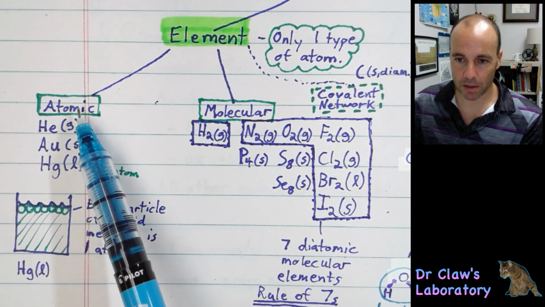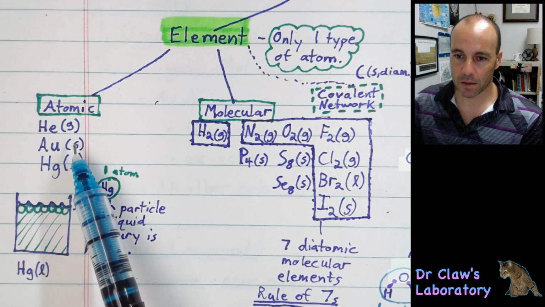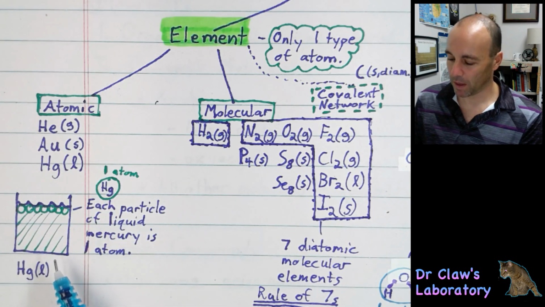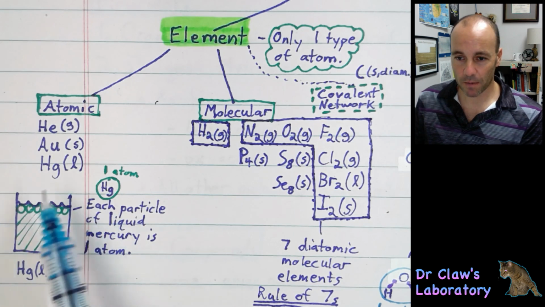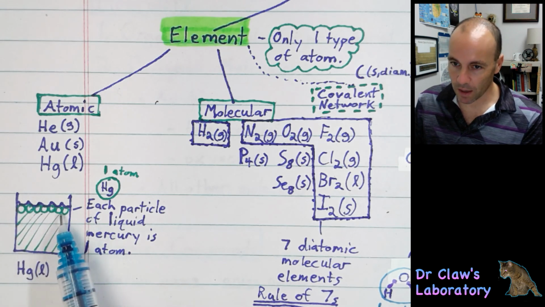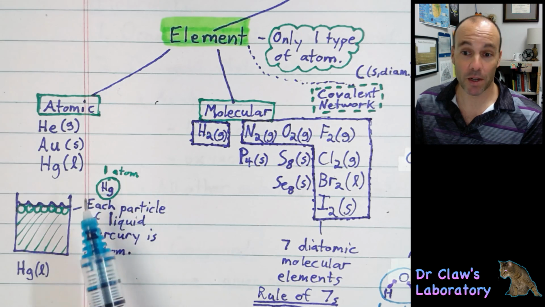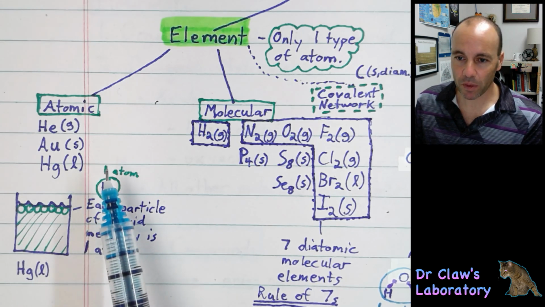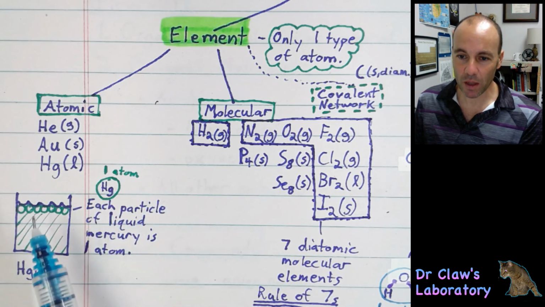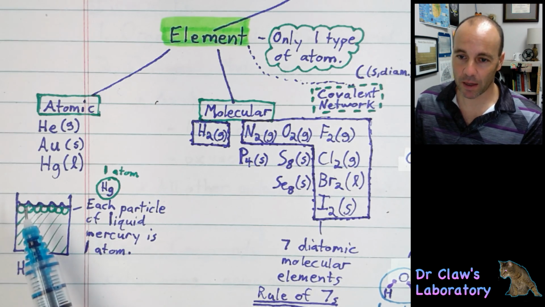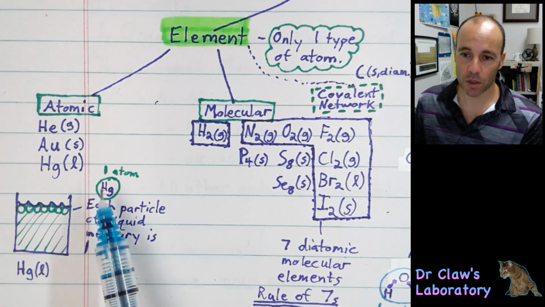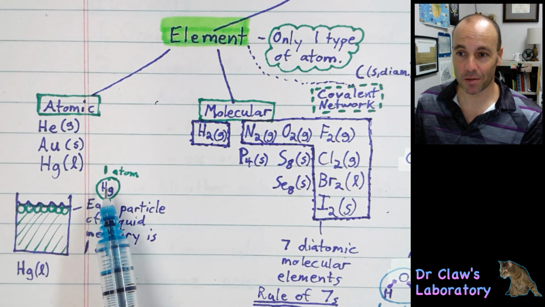Now, the atomic elements examples are helium gas, gold solid, and liquid mercury. So take any one of these. Suppose liquid mercury. Now, the particles of this liquid substance, they all look alike, and being a liquid, they're all close together. So let's take a closer look at one of these particles, a representative particle. Inside this particle, there's one atom of mercury. And these particles are not directly connected to each other. They're just close together. So each particle is separate, and inside the particle is one atom. So the smallest particle of liquid mercury is a single atom of mercury.